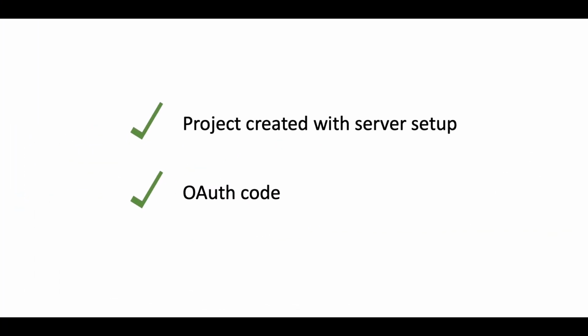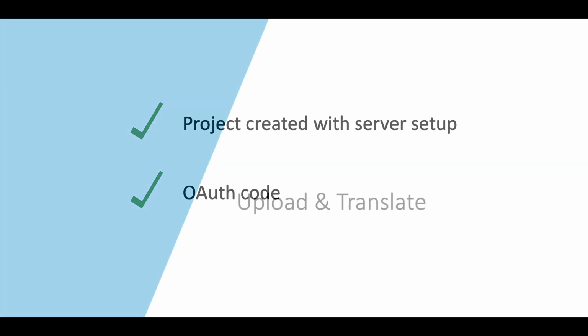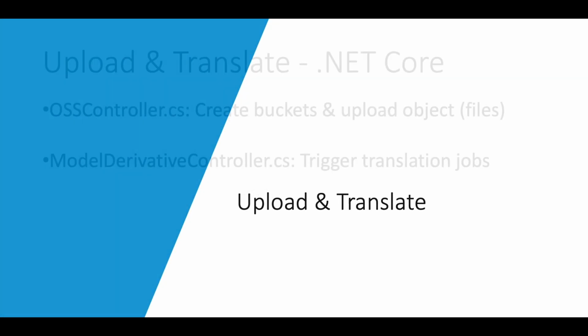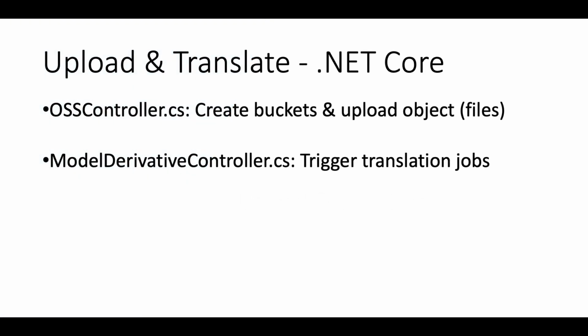By the end of this section, we should have the project created with the server setup. We should also have the OAuth code. Now let's upload and translate our module. For that, we need to create the OSS controller.cs to create buckets and upload objects, which are the files, and we also need the mod derivative controller.cs to trigger the translation job.